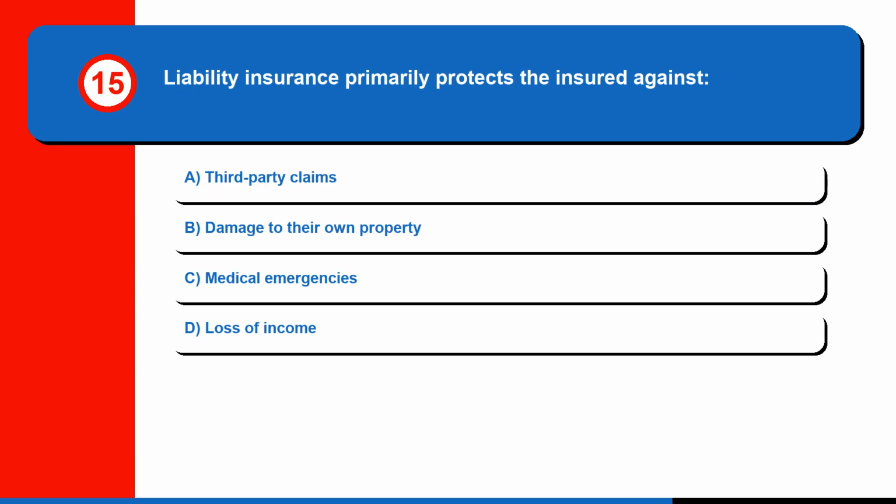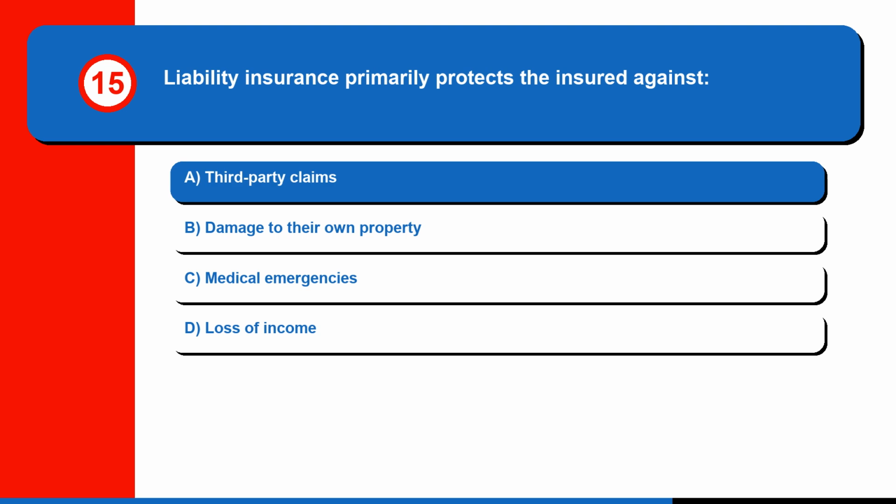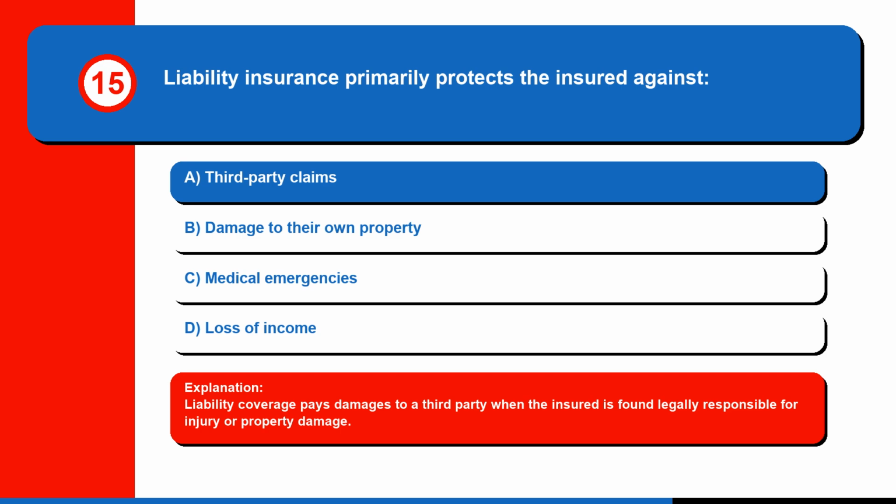Question 15. Liability insurance primarily protects the insured against A. Third-party claims, B. Damage to their own property, C. Medical emergencies, or D. Loss of income. The correct answer is A. Third-party claims. Liability coverage pays damages to a third party when the insured is found legally responsible for injury or property damage.